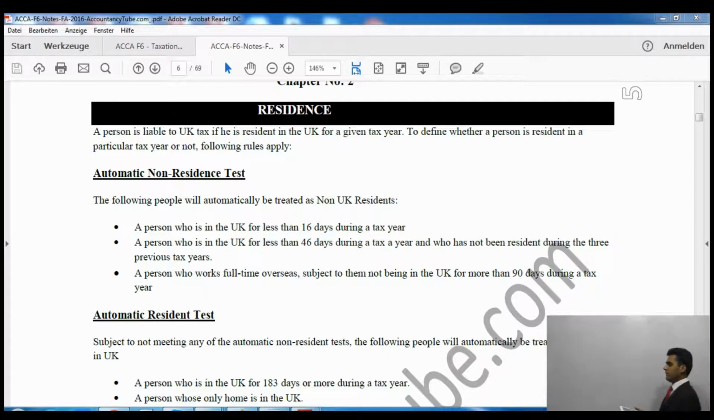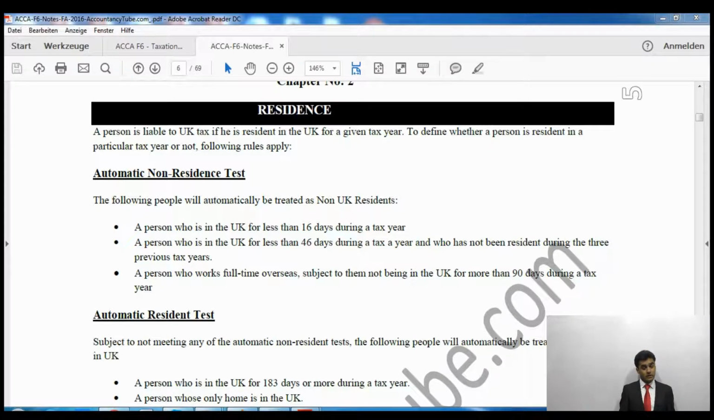Now residence means simply living somewhere. If I'm living in the UK, I am UK resident. If you're living in India, you are resident in India. Likewise, wherever you are living, you are resident in that specific country. Now for tax purposes, HMRC says that if you are resident in the UK, then you will have to pay tax. What does HMRC tell us about residence? That is a certain criteria.